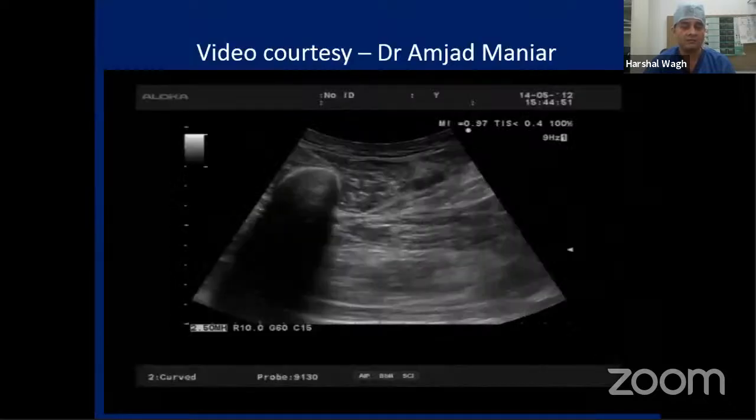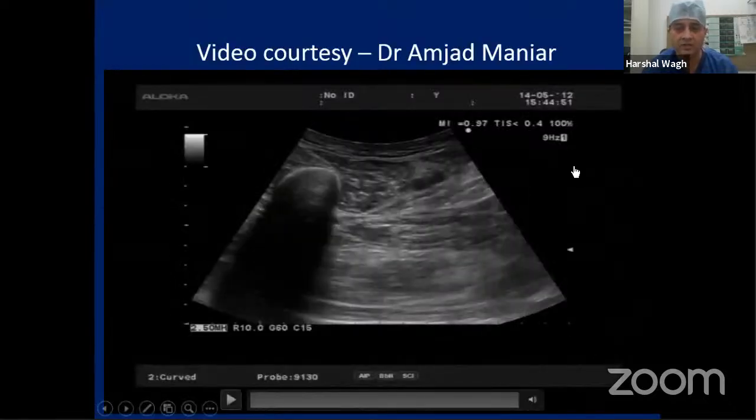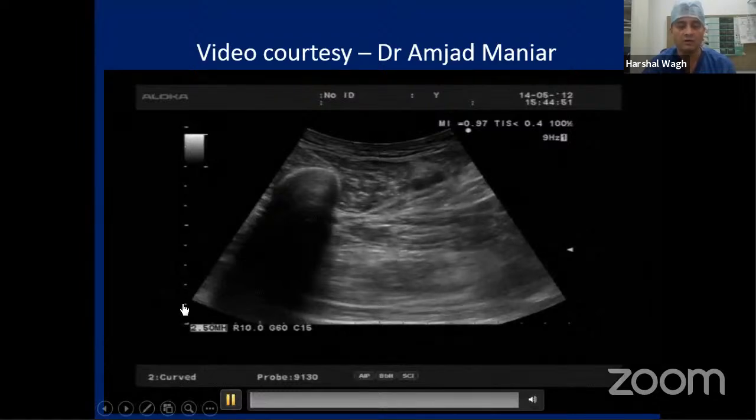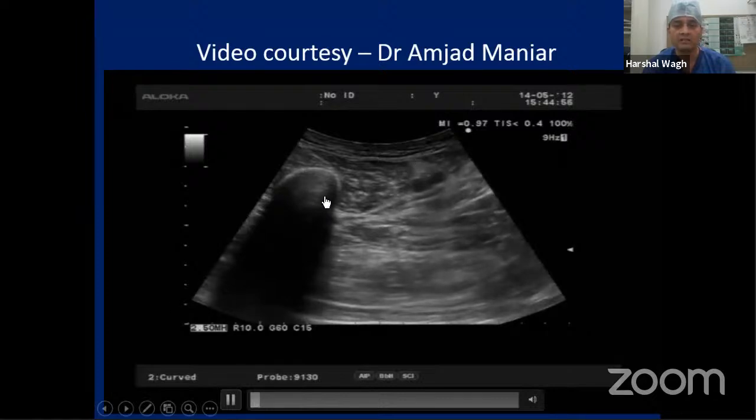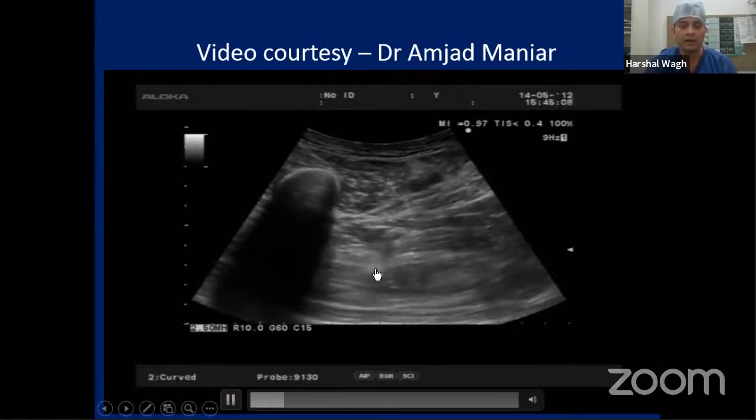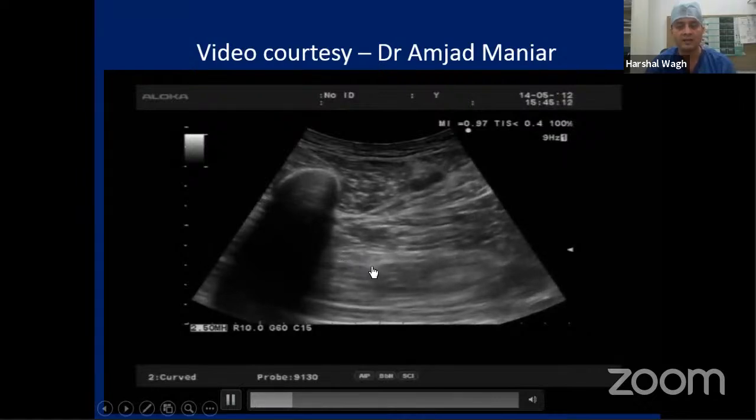So that's the sciatic nerve. Now, this video is courtesy Dr. Amjad Maniar again, and quite a beautiful demonstration of the anterior approach to the sciatic nerve. So one can make out, that's the femur here. These are the femoral vessels, and one can make out the needle trajectory actually is so steep that you can make out the movement of the tissues rather than actually seeing the needle. And you're trying to aim at this white hyperechoic structure, which represents the sciatic nerve.